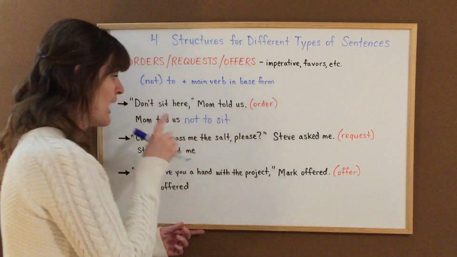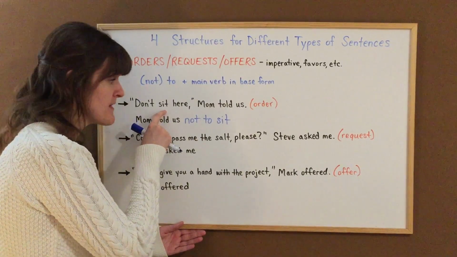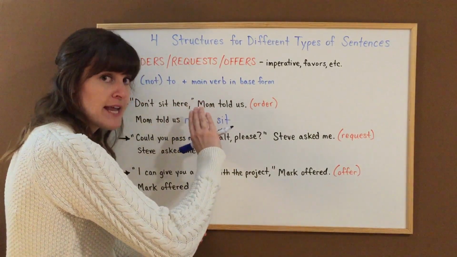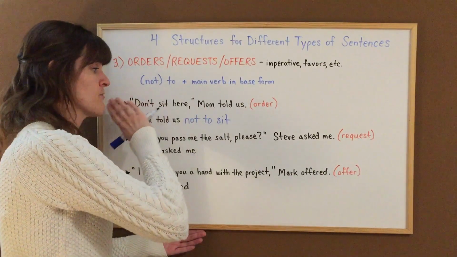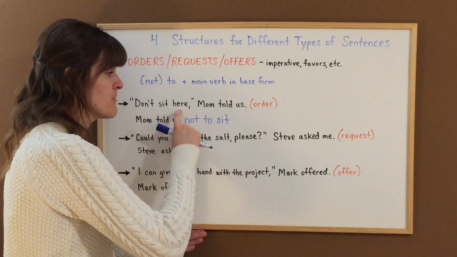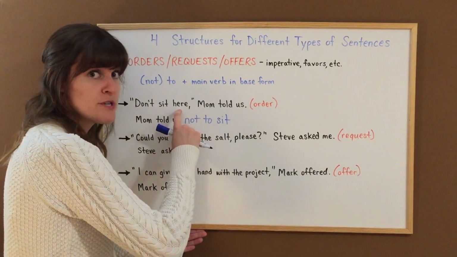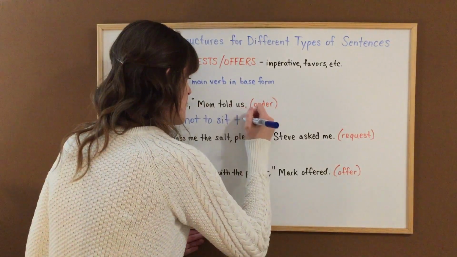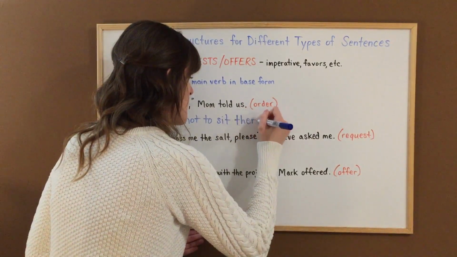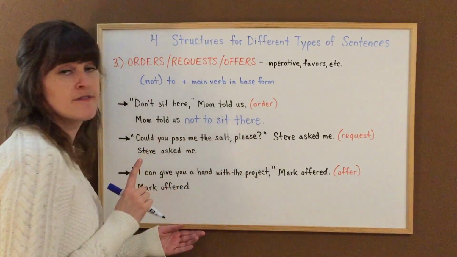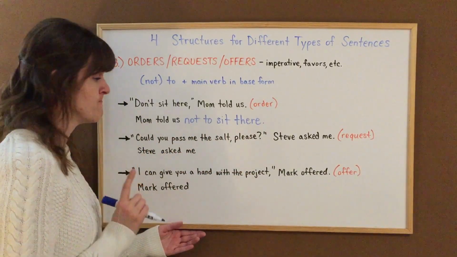Sit. And now from this verb in the sentence, I continue and I finish anything else that I have to change. I don't go back to previous parts of the sentence. I just continue from here. So the next word is here. Here, I have to change in reported speech. Here changes to there. Mom told us not to sit there. That's an order in reported speech.